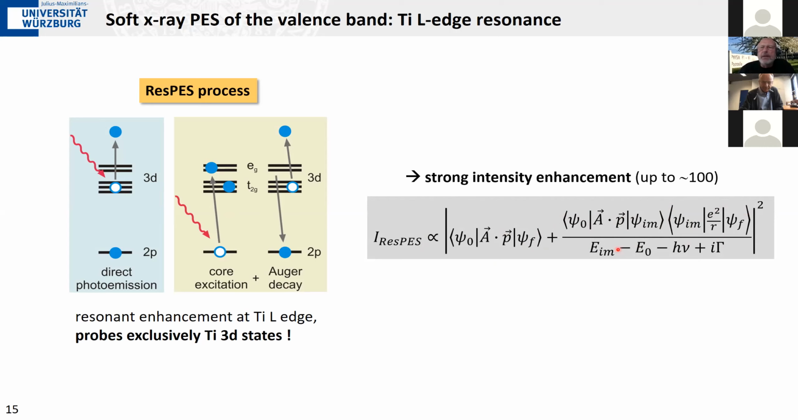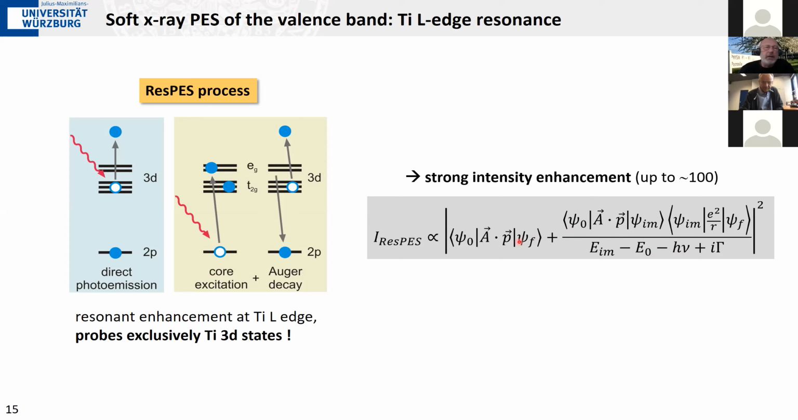And you have an energy denominator here that, if you are very close to the absorption threshold, becomes very, very small. And then this term becomes dominating. In principle, these two terms can interfere, but it turns out that in transition metals, especially 3d transition metals, when you go to the L edge where you excite a 2p electron into the 3d shell, this is by far the dominating term here.